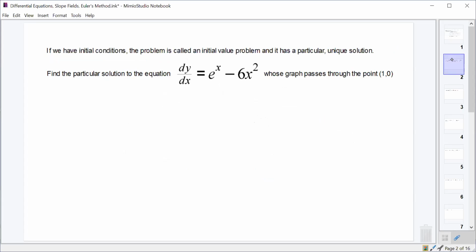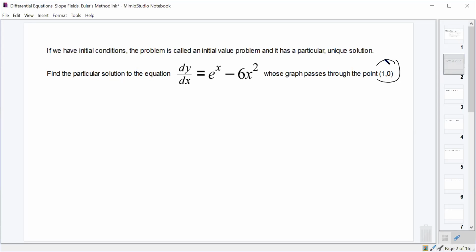Okay, so then we will now start to introduce some initial conditions. If we have an initial condition, like the solution to our differential equation has to have its graph pass through the point (1, 0), we call that an initial value problem. It's still a differential equation that has an initial value, and it has one particular solution. It has a unique solution, at least for our purposes. There's only one function that has this as its derivative that will go through the point (1, 0).